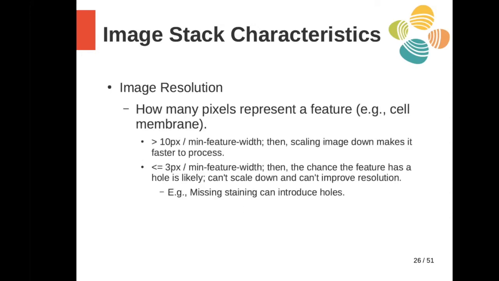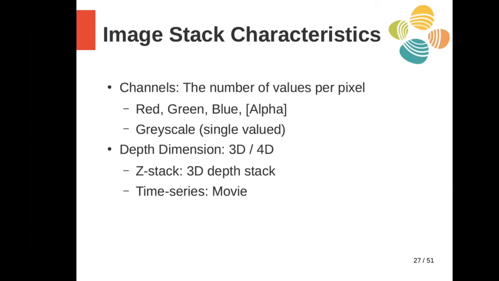Another aspect of the image resolution is how many pixels represent a feature. As you're looking through your image stack, you're trying to figure out whether there is enough resolution for you to be able to do segmentation. You're looking at the boundary layers between objects, for example, or the features of interest. If it's 10 pixels or more, that's probably good enough to recognize very accurately. If you're down to 3 pixels or less, it's not hard for a little bit of noise, a gap, to let the watershed algorithms bleed through. A little noise or a missing stain somewhere can introduce a hole when you have just a few pixels representing that feature.